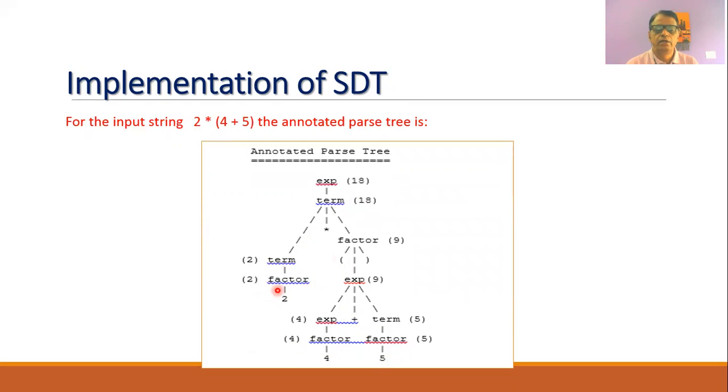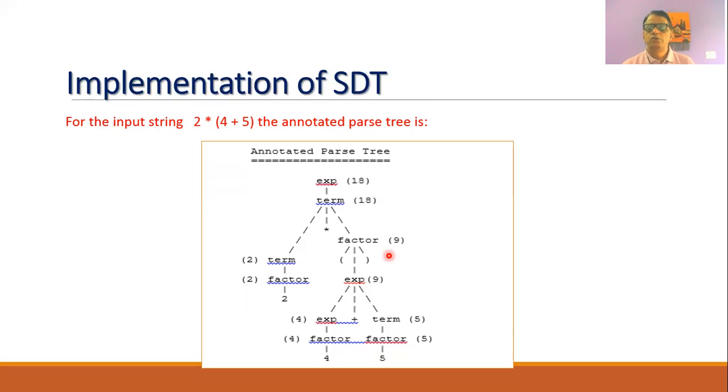Now one can easily observe that as per the input string, the value 2 will be assigned to the factor, which will be assigned to the translation value for term. The value 4 will be assigned to the translation value of factor. 5 will be assigned to the translation value of factor. And therefore expression will have a value 4. The translation value for term will be 5. And therefore this expression translation value will be 9 and the factor translation value will also be 9.